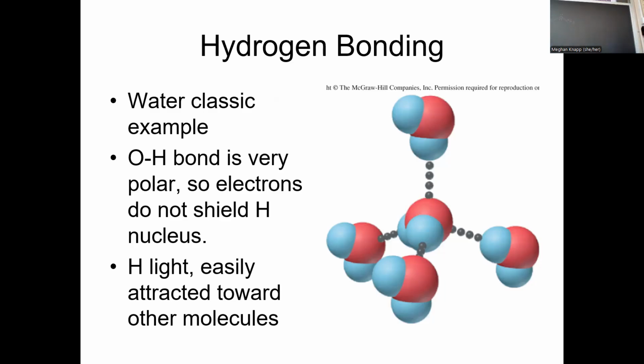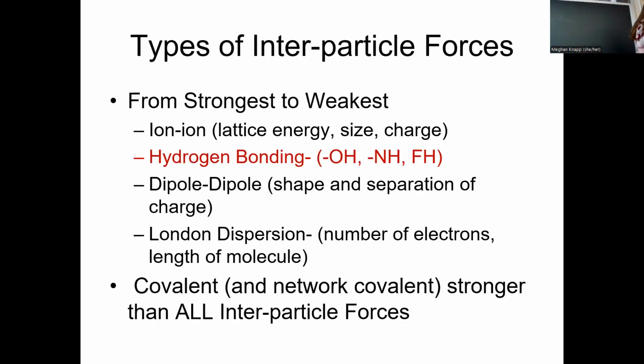So the OH bond is very polar. The electrons are not shielding that hydrogen nucleus. That becomes very positive. And the hydrogen is also very lightweight. It only has one proton. Okay, so this doesn't happen with lithium or sodium or whatever. They're heavier. The hydrogen is very lightweight, and so it's easily attracted to other molecules. So that gives us our last one on the list, hydrogen bonding, and the key thing there is looking for OH, NH, and FH.